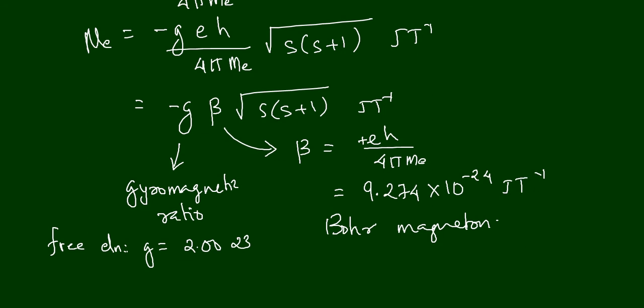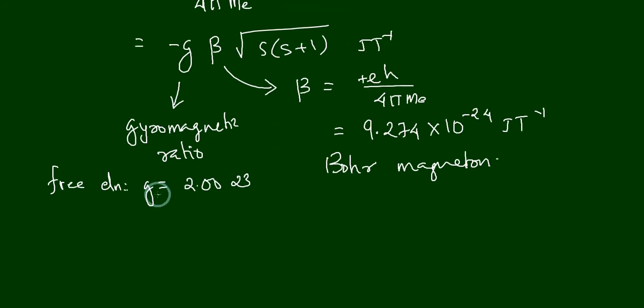So we have the equation: the magnetic moment mu_e is equal to minus g beta root of S(S+1), where g is the gyromagnetic ratio whose value is 2.0023 for a free electron, and beta is 9.274 times 10 raised to minus 24 joules per tesla, which is a positive quantity, and it is called the Bohr magneton.